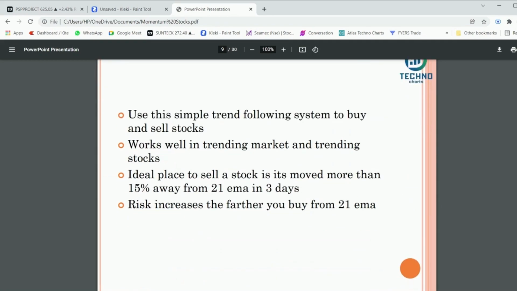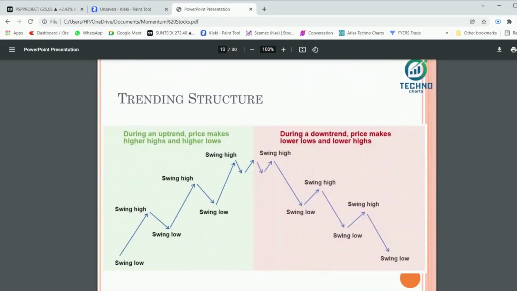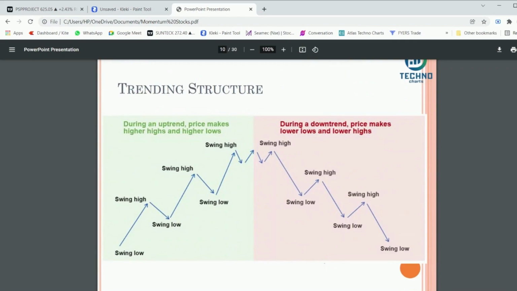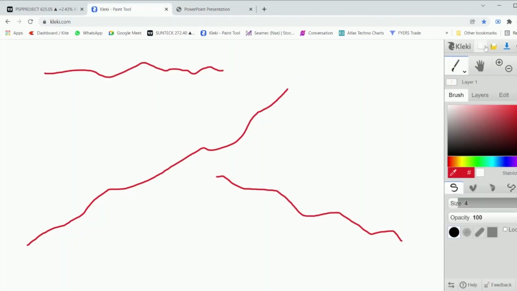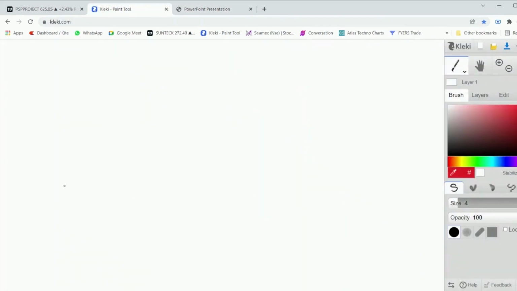That means if you buy a stock that is too extended, then you will be paying a higher price for that particular stock. So what is a trending structure? You need to identify the trend of a stock in a clear way. Whenever a stock is moving in a zigzag manner in an uptrend, it will form a structure of higher high, higher low.